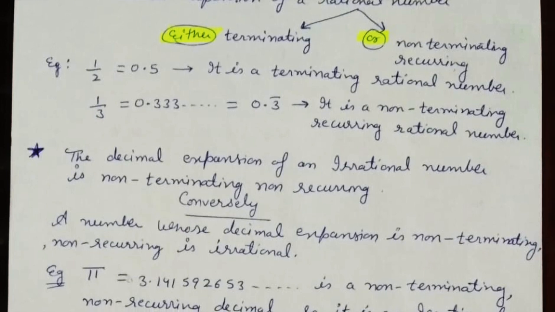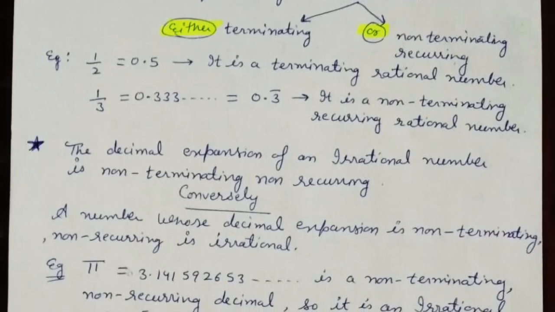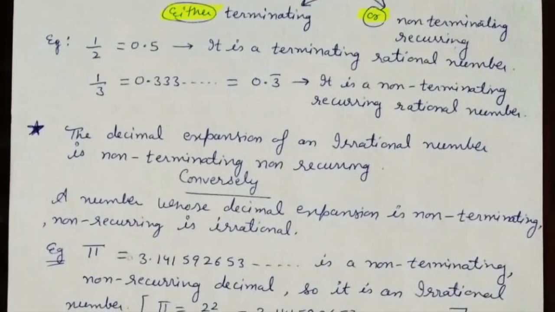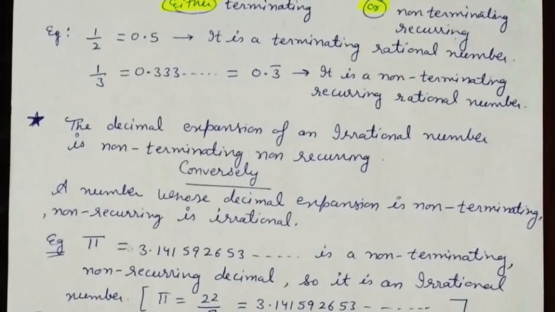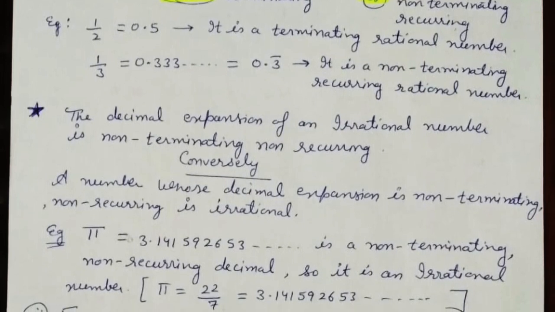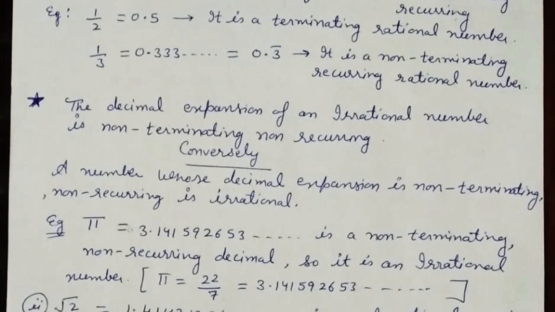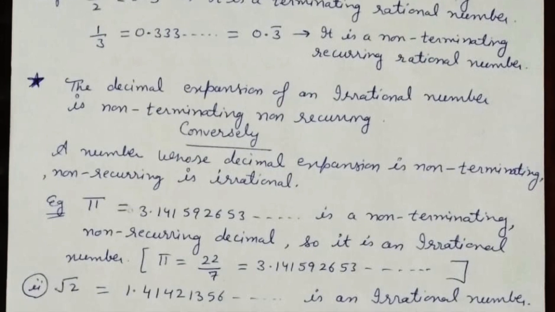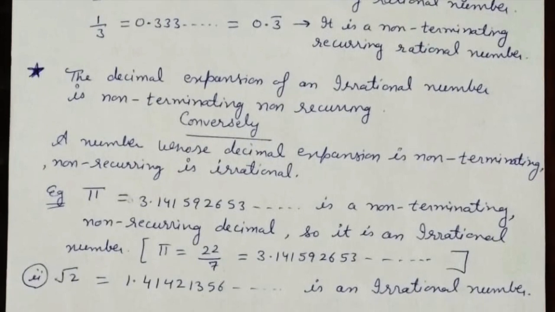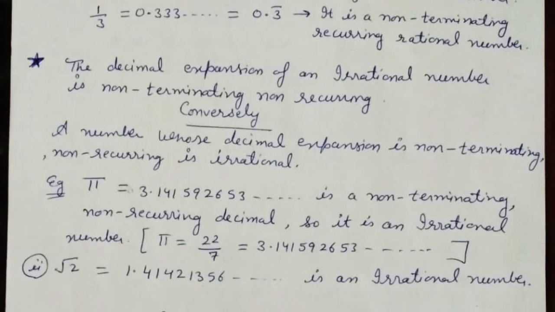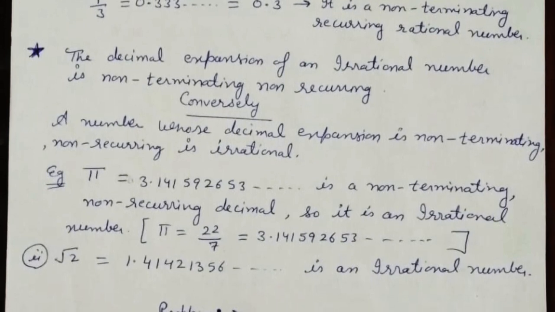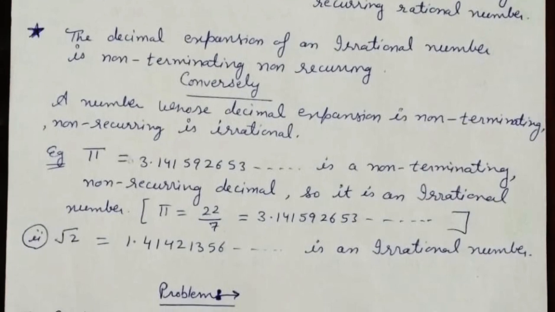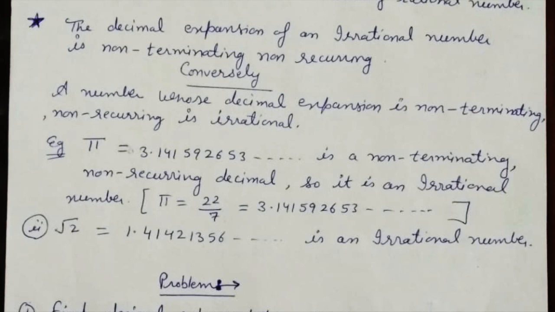And one more example, 1 by 3. When I divide 1 by 3, you will get quotient 0.333 going on endlessly, and the remainder is non-zero. I can write it as 0.3 bar. It is a non-terminating reoccurring rational number. Why reoccurring? Because 3 is repeated so many times. It will not stop. That's why it is a non-terminating reoccurring rational number. So that means rational numbers are either terminating or non-terminating reoccurring.